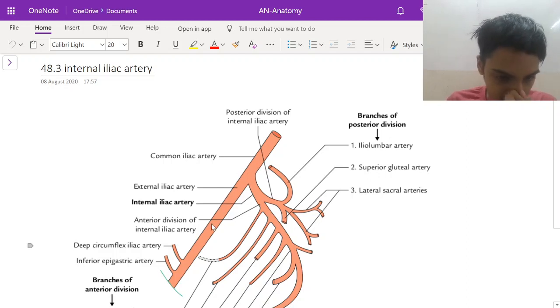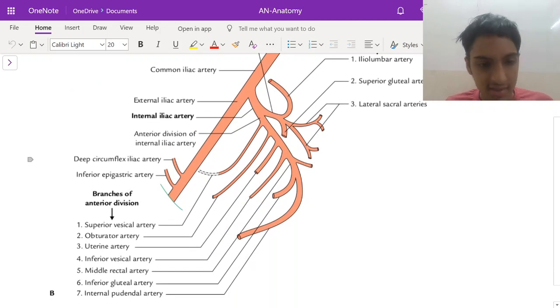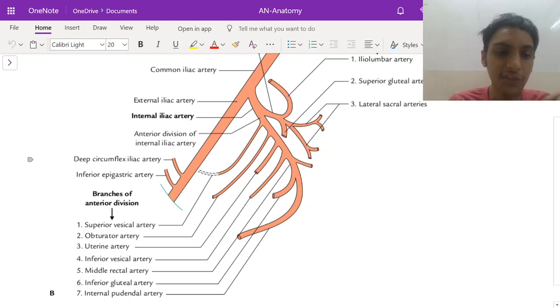The external iliac artery has two important branches, the deep circumflex iliac and the inferior epigastric artery. The inferior and the superior epigastric arteries, as we know, in the anterior abdominal wall are going to form the anastomosis. End arteries will be formed. And we have this deep circumflex iliac; from this, the inferior epigastric will actually be coming.